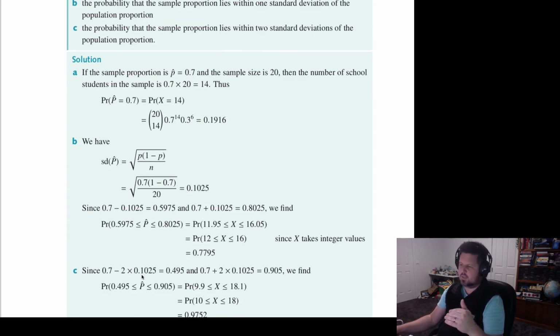Again, we're just doing the same thing, but we're taking off 2 standard deviations and adding on 2 standard deviations. Again, multiplying by 20, and we get these from here.